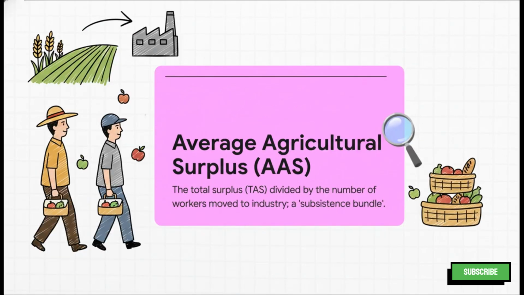And that leads to the average agricultural surplus, or AAS. You can imagine it as a sort of lunchbox. Every worker who goes from the farm to the factory metaphorically carries this lunchbox of food with them. How much food is in it? That's the AAS. It tells you how much surplus is available for each new worker.